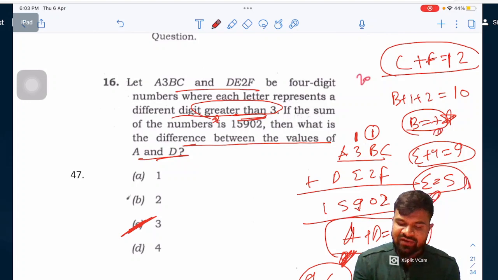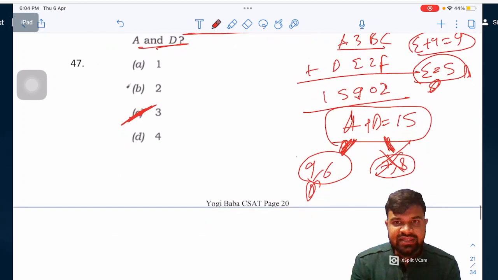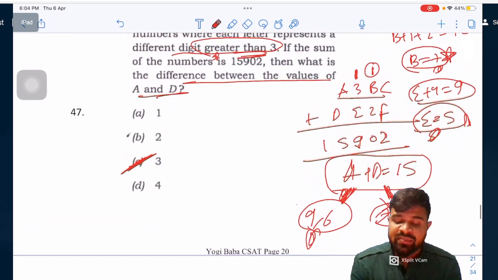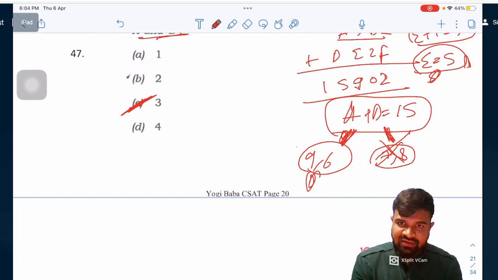We will find the value of B, and C plus F is 12. So for A plus D, we are left with 15. For 15 there can be two combinations: either 7 and 8, or 9 and 6. But the numbers are distinct and B is already 7. So the answer will be that A and D are 9 and 6. They have asked us the difference, so the difference between 9 and 6 is 3.